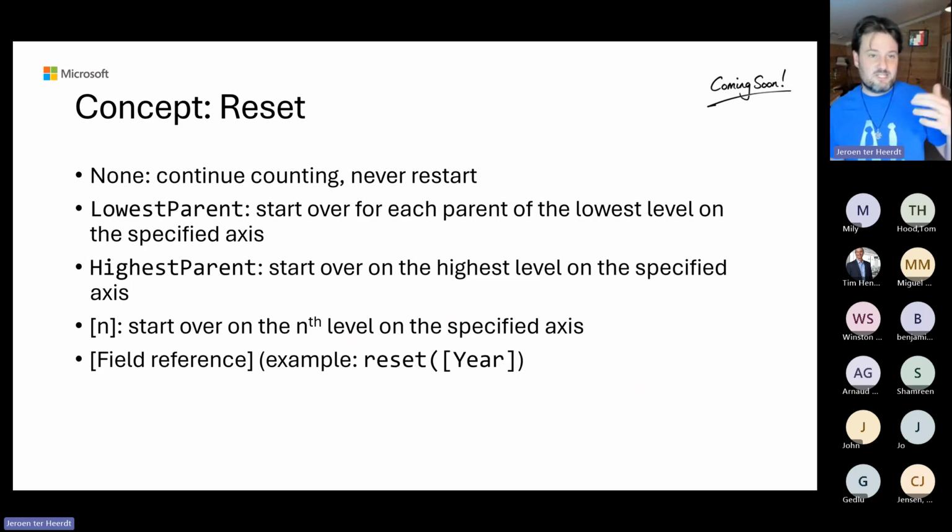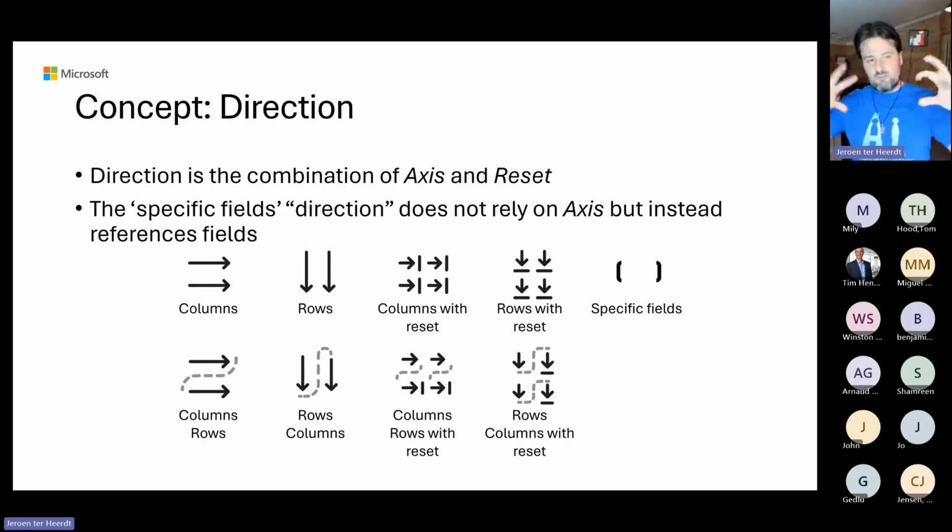And if there's a parent of the grandparent, an ancestor, let's put it that way, I can either say reset 3, or I can just say, it doesn't matter how many levels there are between me and that level, just call it highest parent. And that's then the one that we're going to reset on. So combining these two things gets you loads of things to play with, because now we're at the level of direction where you have columns, rows, rows, columns, rows, columns with reset, rows with reset, columns, rows with reset, and rows, columns with reset. So those are then all the values that you have.